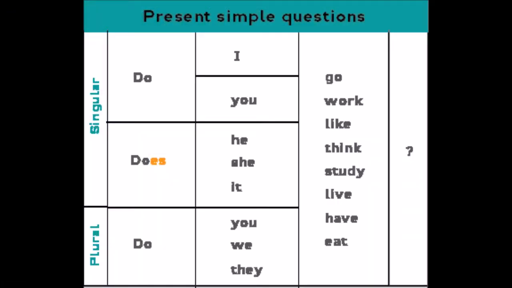For making questions with simple present is easy. The only thing we need to do is to make an inversion, and we have first the auxiliary do if it's singular or plural, or does if it's third person. So we have do I go, do you work, or does he like, does she like, and we have plural, do we eat, or do they study.